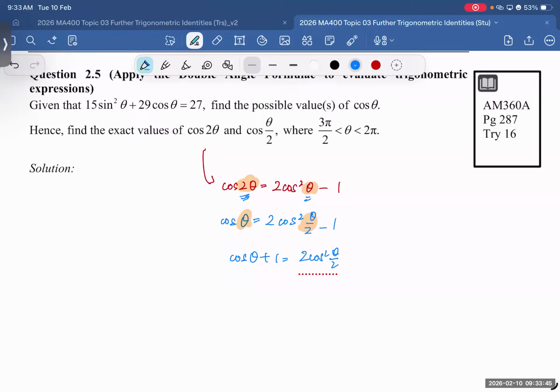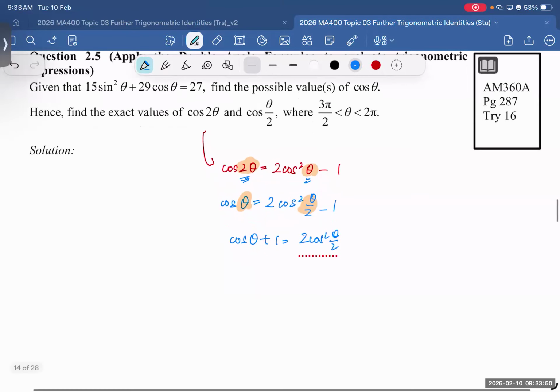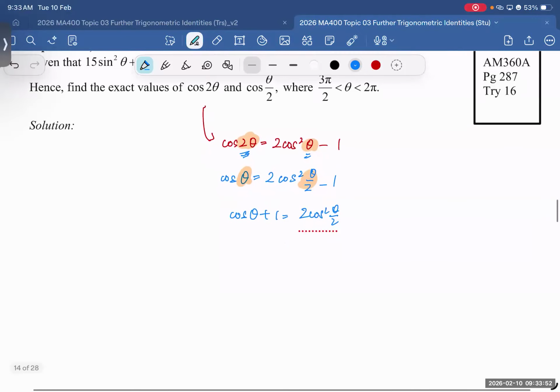So after that, how do I make cos? Wait, let me finish. Okay, let me finish first. Cosine square theta over 2 is cos theta plus 1 over 2. Can or not?